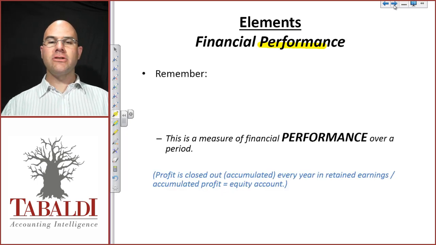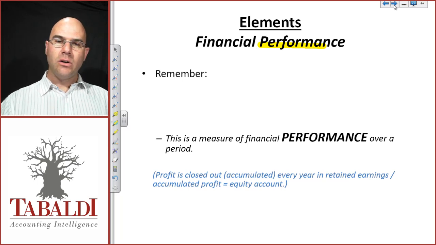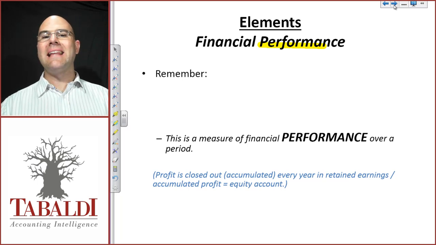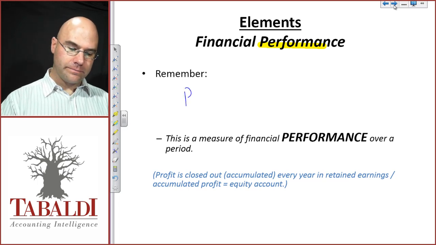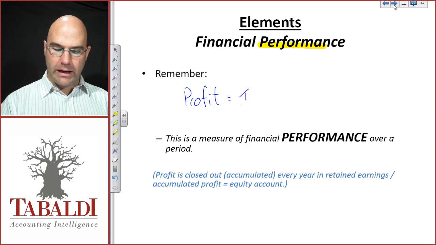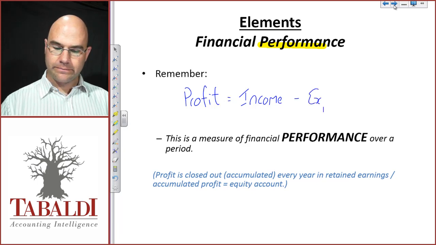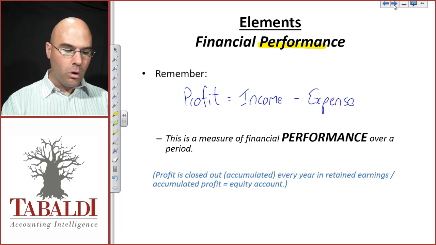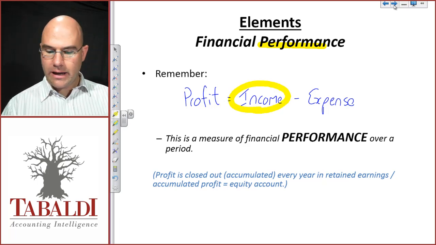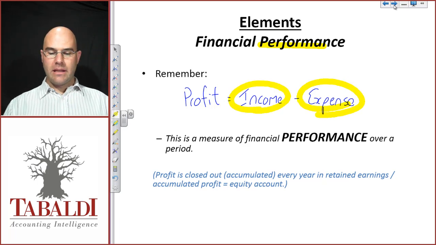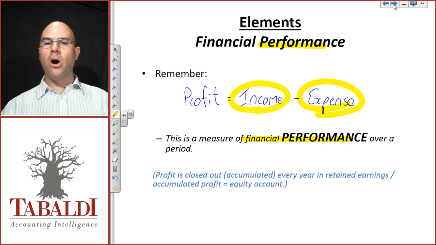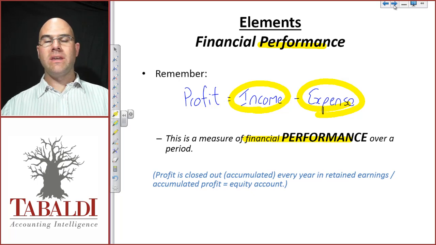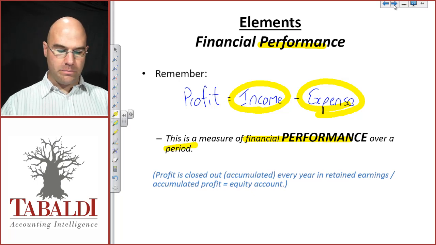Financial performance, however, is over a period, and here we are looking at what eventually will land up in equity, namely profit. And profit is equal to income minus expenses. And what are the elements here? The elements are income and expenses. Now, this is a measure of financial performance, and this will be over a period. Usually we'll say the financial performance for the year 2012, over a period.